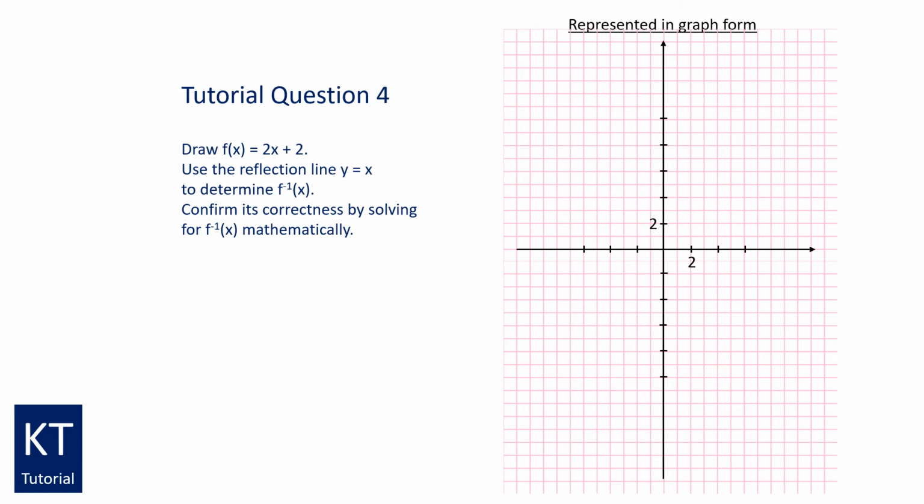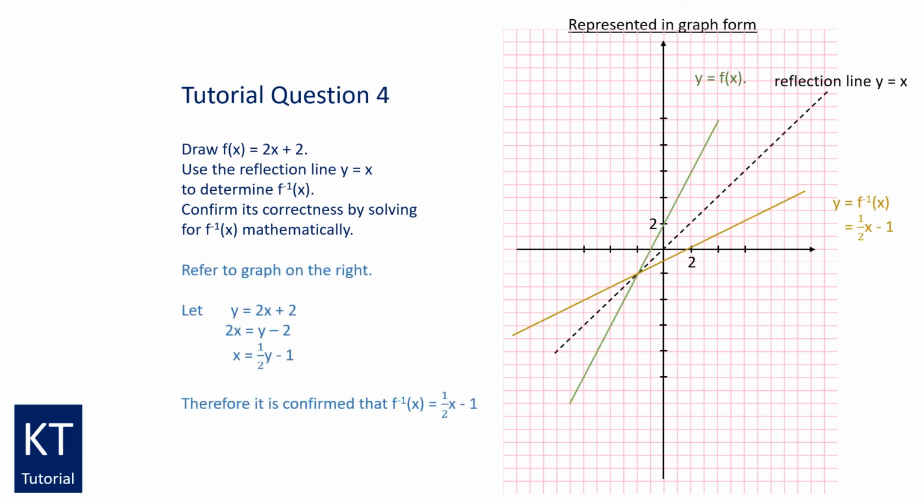Tutorial question 4. Draw f(x) equals 2x plus 2. Use the reflection line y equals x to determine the inverse of f(x), and confirm its correctness by solving the inverse of f(x) mathematically. The first part of the question requires us to identify the inverse of f(x) using a graph. By looking at the graph on the right hand side, f(x) is determined by applying the concepts known for y equals mx plus c, where m is 2 and c is also 2. This would create the line in green on the graph.